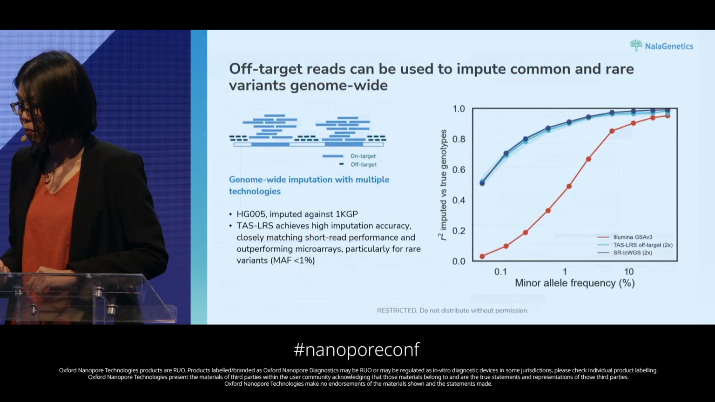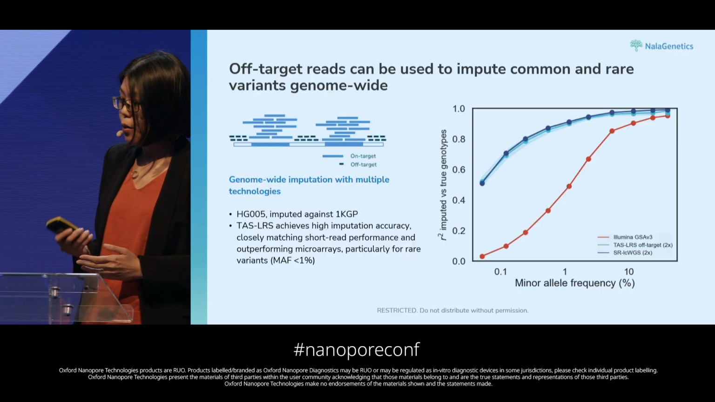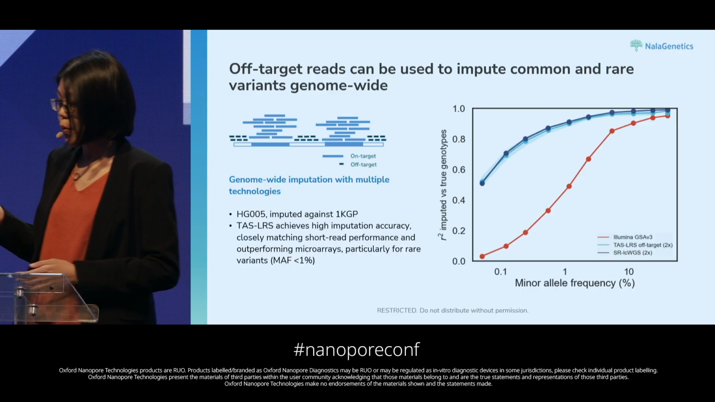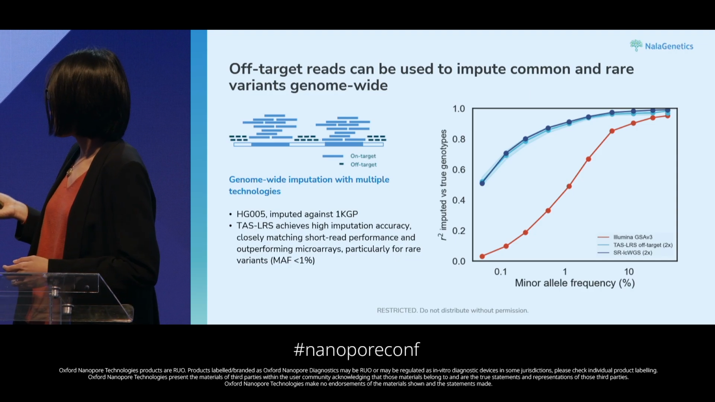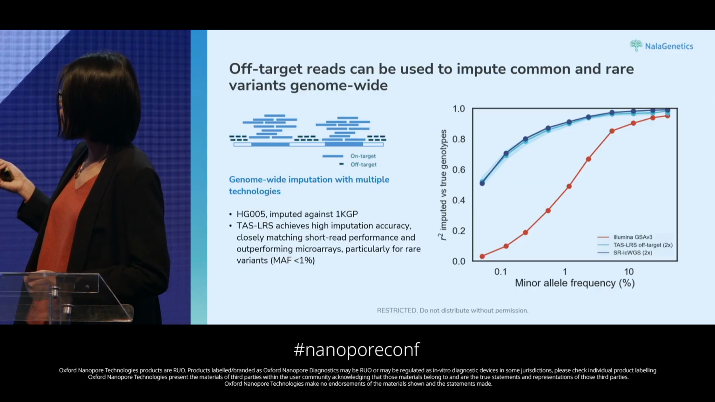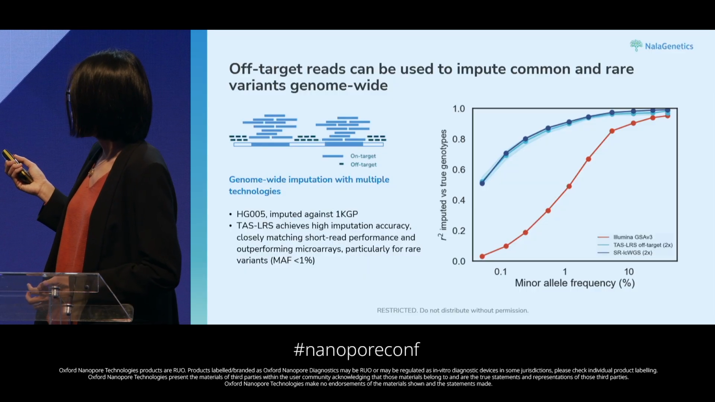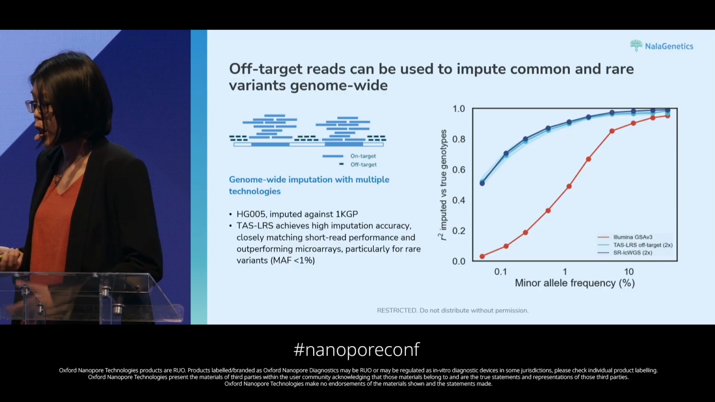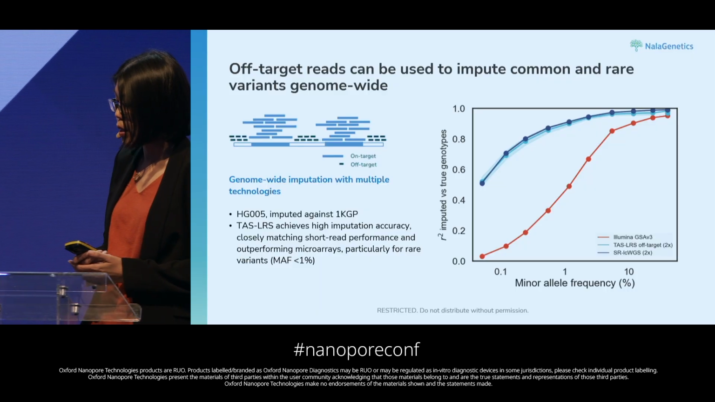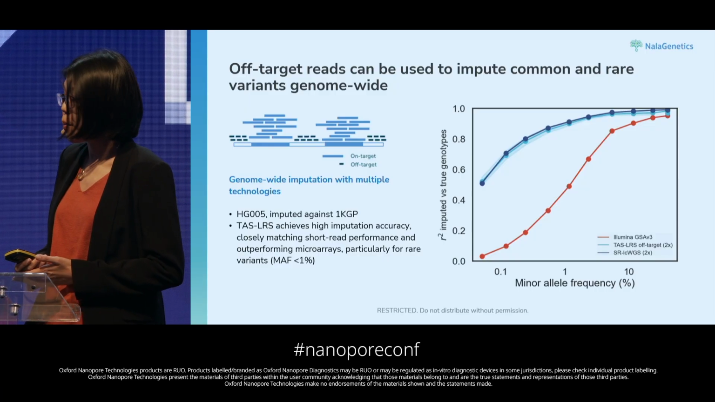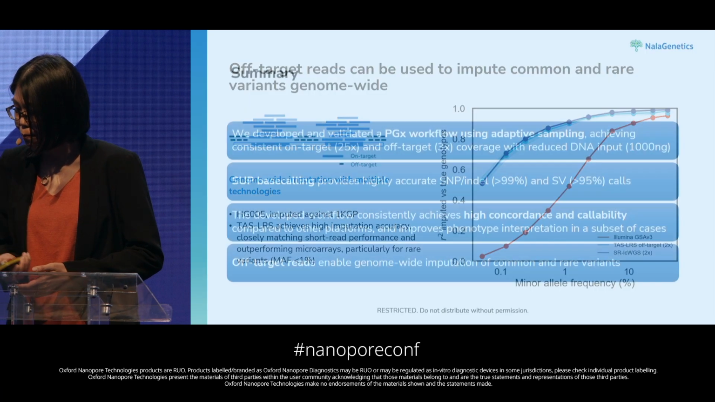And finally, we also looked at the off-target reads and found, as you can see here, the light blue and the blue are the performance of the adaptive sampling in terms of imputation performance. And it's very similar to what can be achieved with short read low pass sequencing at the same depth. And in both cases, these are superior compared to the microarray genome-wide.